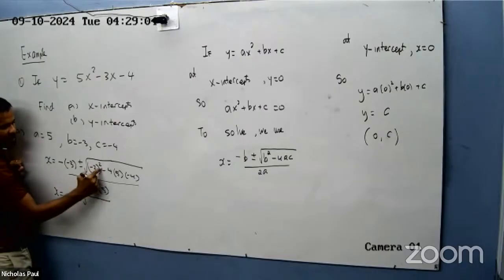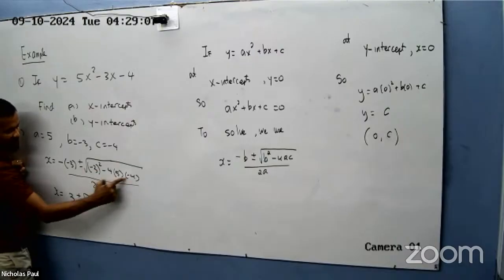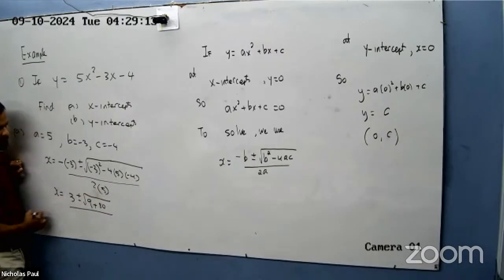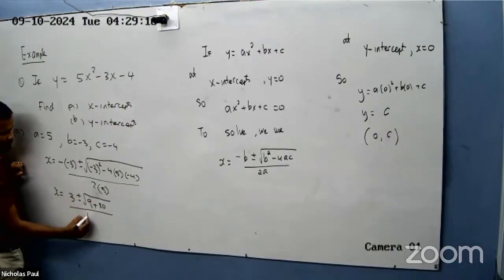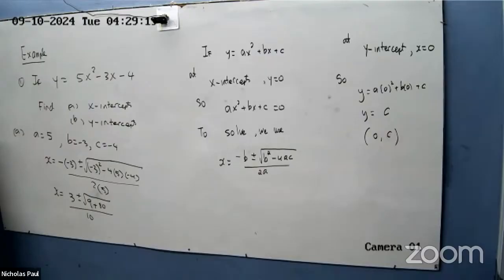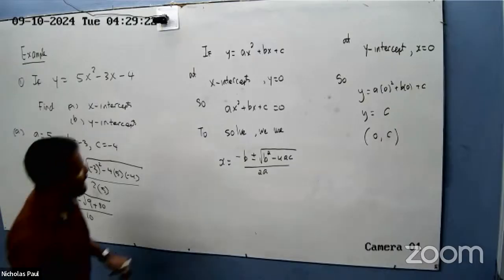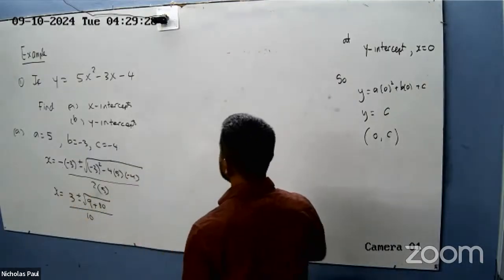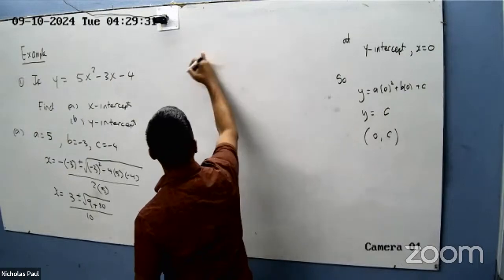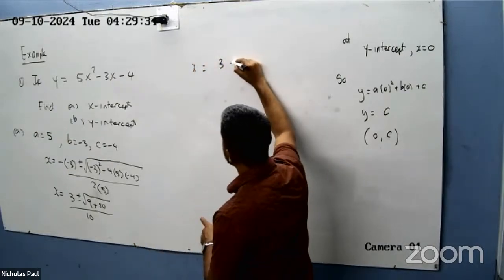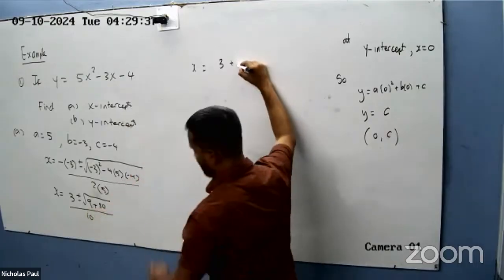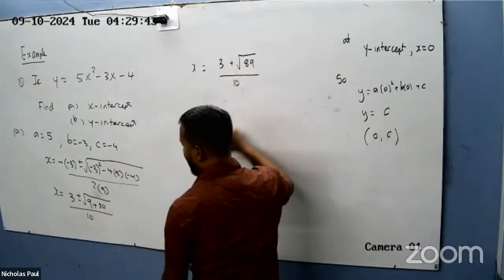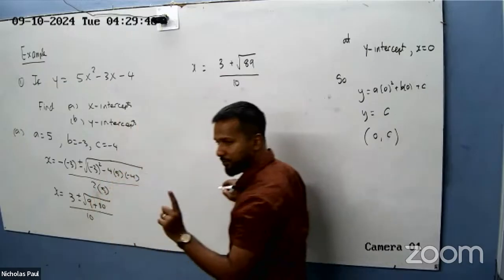Square root of minus 3 squared is 9. Minus and a minus of plus. 20 by 4, that's 8. Okay? All over 10. You okay with that? So you'll end up with x is equal to 3 plus square root of 89 all over 10. Right? 3 plus the square root of 89, that's the first answer.